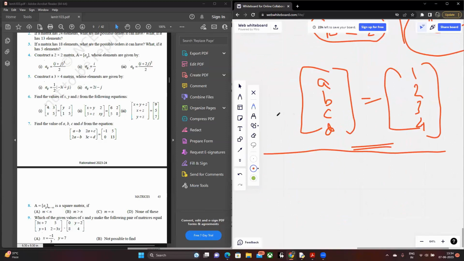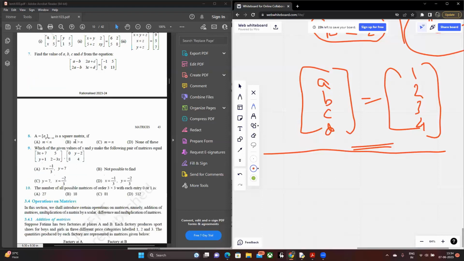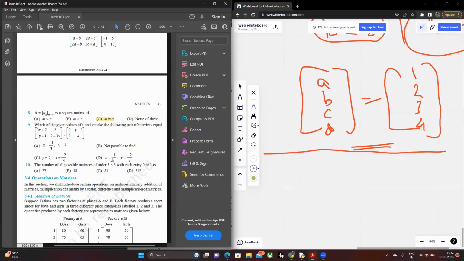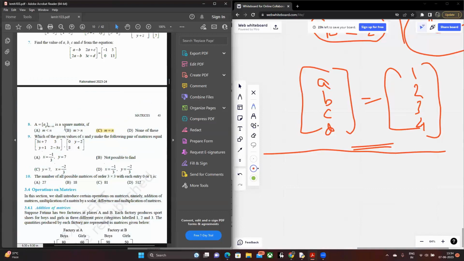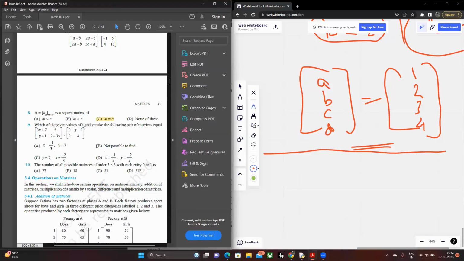Question number 8. A is equal to [aij] of m cross n is a square matrix if m is equal to n. That's basically your definition. C is your answer, and I've highlighted the answer. Question number 9. Which are the given values of x and y that make the following pair of matrices equal?